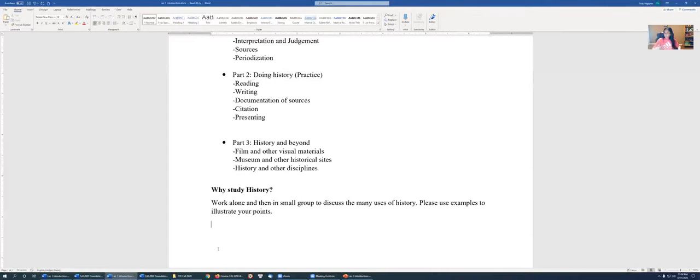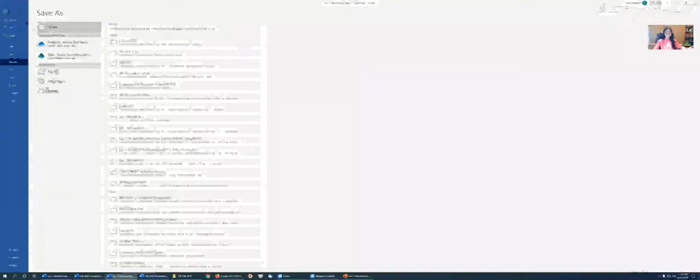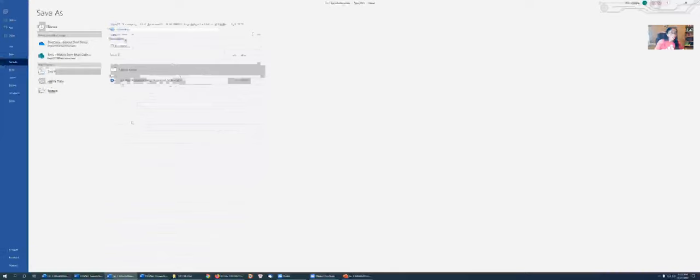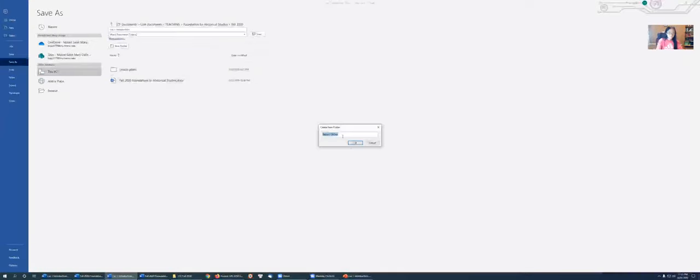At the end of the lecture today, when the 3 minutes are up, for example, you can write more here, and then you will save it. Put it in your folder, whatever folder on your computer you feel comfortable with. For example, I put it in the handout folder.